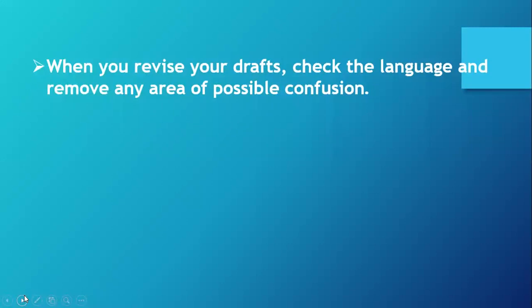Okay, so when we revise our drafts, check the language, and remove any area of possible confusion, it's very easy for confusion to happen. It's easy to get confused when you read some text. I'm sure all of us have read text in our lives that we are not sure about because the wording is maybe too wordy or the jargon used is too extensive. So when we revise the draft, we have to check the language and remove any possibility of confusion.